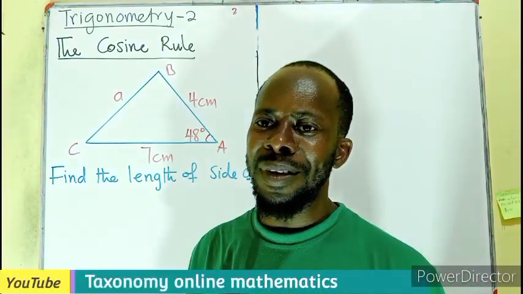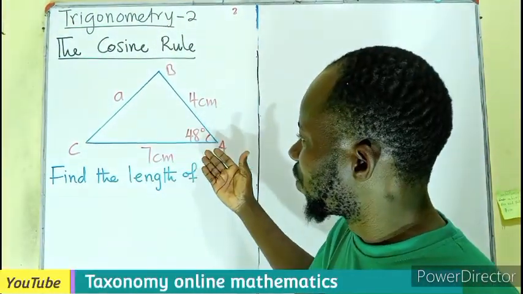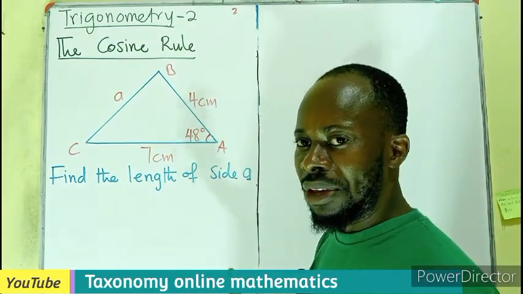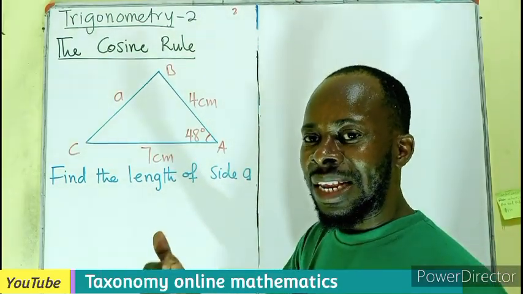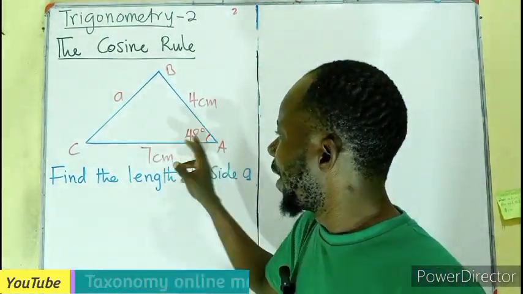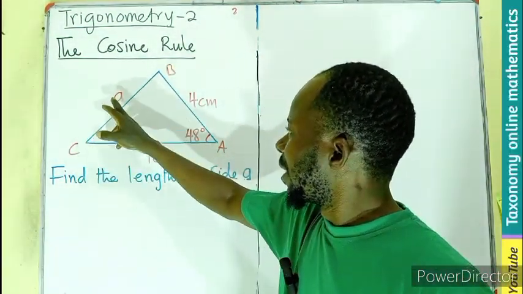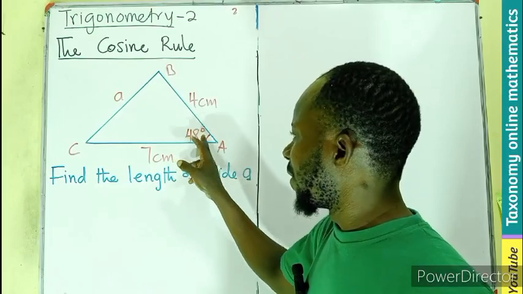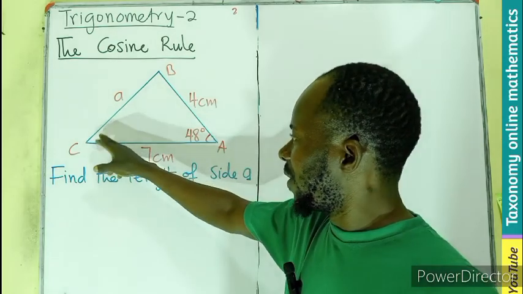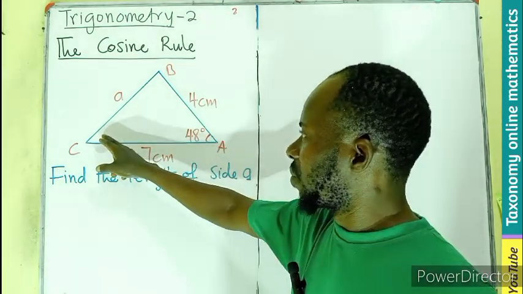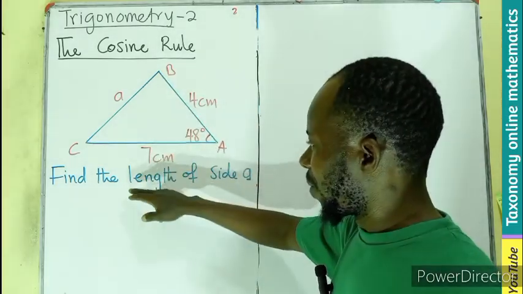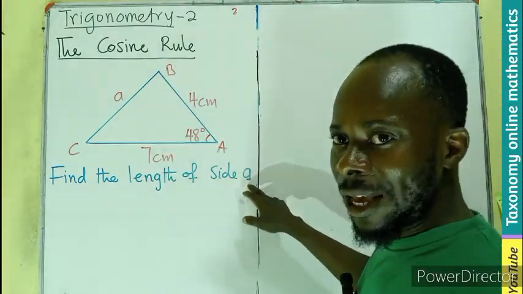All right, welcome. Let's see if we can provide an answer to this within the shortest possible time, based on the concept we've learned under cosine rule. So we can see triangle ABC: the side facing the angle 48 is not given. The side facing C is given, but the angle is not given. The side facing B is given without the angle. So you have to find the length of A.